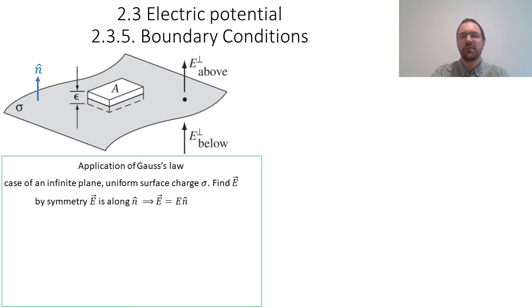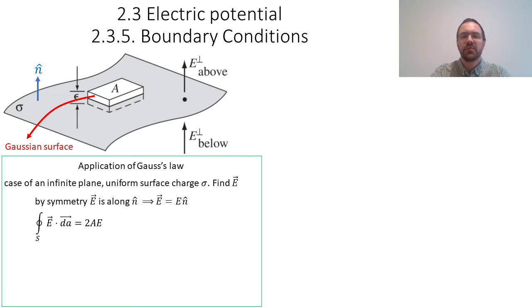So if the plane is perfectly flat, then by symmetry, the electric field has to be perpendicular to the plane. So E will be along n hat, where n hat is the vector normal to the plane. Then we're going to choose a Gaussian surface so that we can calculate the flux of E across that surface. As we discussed already, given the symmetry of the plane, the Gaussian surface that makes sense is a pillbox with a top and bottom surfaces that have area A.